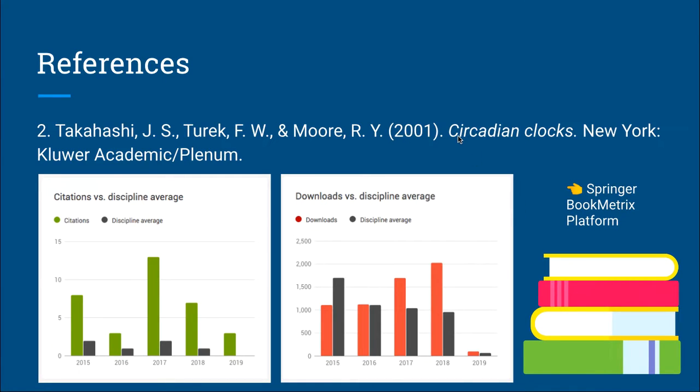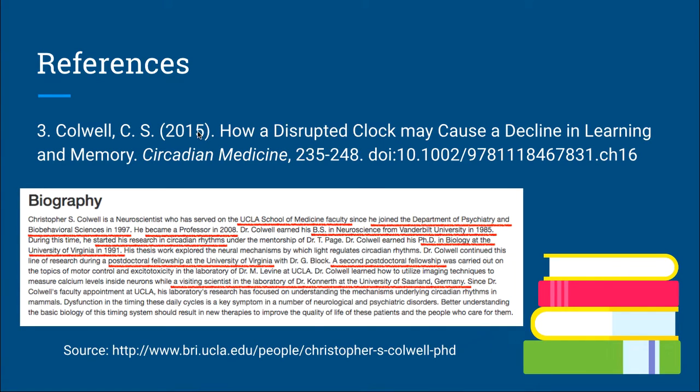The second one is a book called Circadian Clocks. This one is also credible because it's both cited and downloaded much more times than its discipline average, which is the biomedical discipline. And I will discuss some controversies in this piece. And the third one is an article called How a Disrupted Clock May Cause a Decline in Learning and Memory. This one is credible because the author is a really experienced expert in circadian rhythm research. And this is the piece I'm going to summarize.